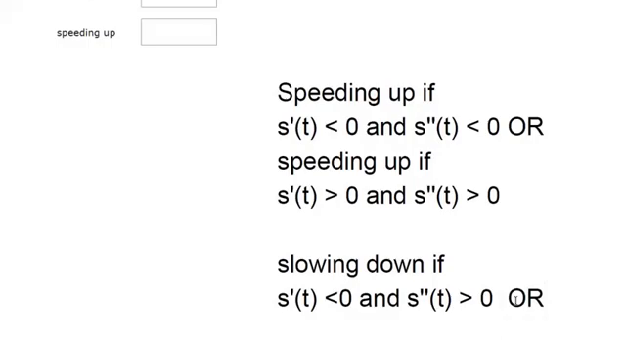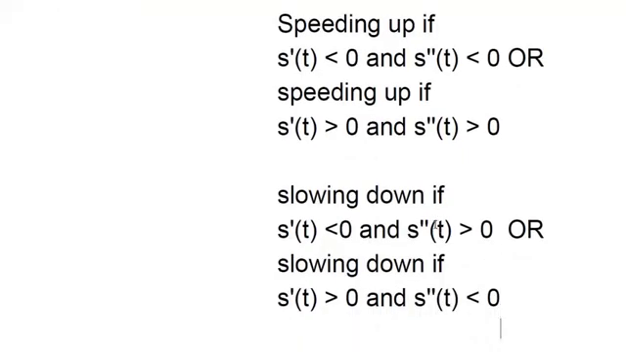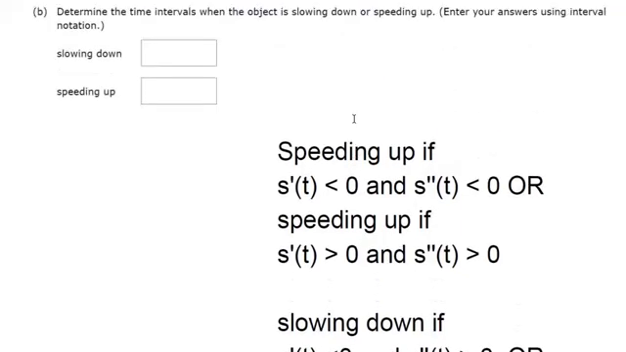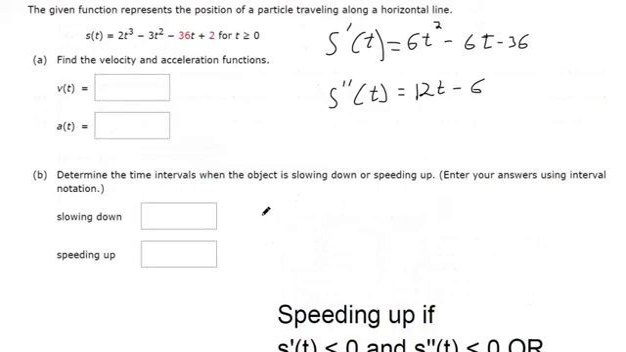And then here's the other case. We're slowing down if s prime of t is greater than 0. This means we're going forward, but the rate at which we're going forward is decreasing. So if both the first and the second derivative have the same sign, it means we're speeding up. If the first derivative and the second derivative do not have the same sign, then we're slowing down. So we want to find out all the places where the first derivative and the second derivative are positive and negative. And luckily, it's not too bad.